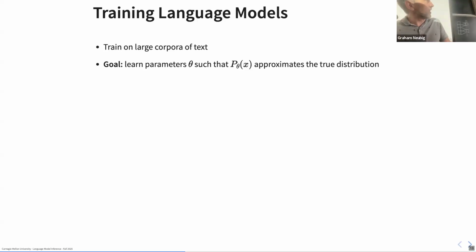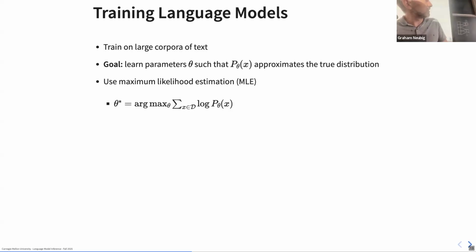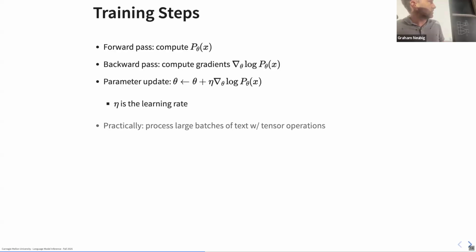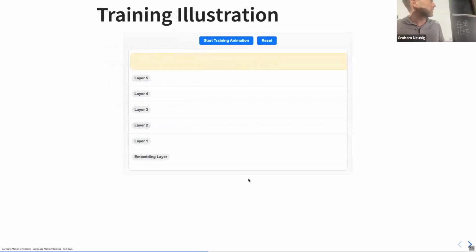Here the goal is to learn parameters such that the probability approximates the probability of the true distribution using maximum likelihood estimation. I assume everybody knows this and has done this in previous classes. We want to maximize the log likelihood of whatever data we have. Importantly, we do a forward pass, backward pass to compute gradients, and a parameter update where we have a learning rate. And practically, we process large batches of text with tensor operations using GPUs or whatever else.